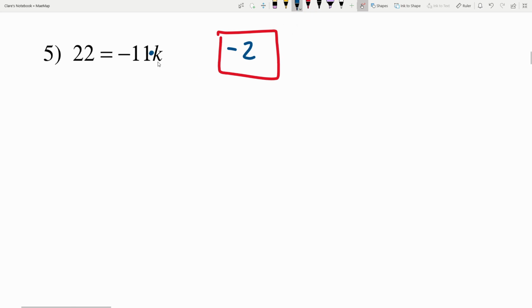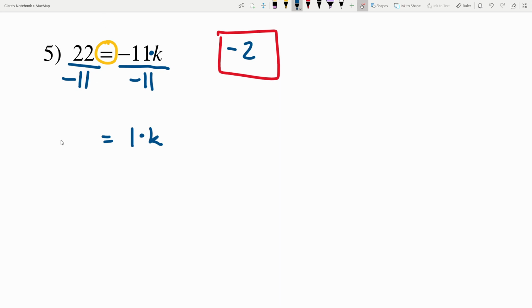Because these numbers are multiplied, we need to divide in order to get rid of this negative 11. So I'm going to divide by a negative 11. Negative divided by negative is a positive, and negative 11 divided by negative 11 is going to be a positive 1. So I'll have 1 times k, and remember, whatever I do to the right, I need to do to the left. So I'm going to divide the left-hand side of our equation by negative 11.